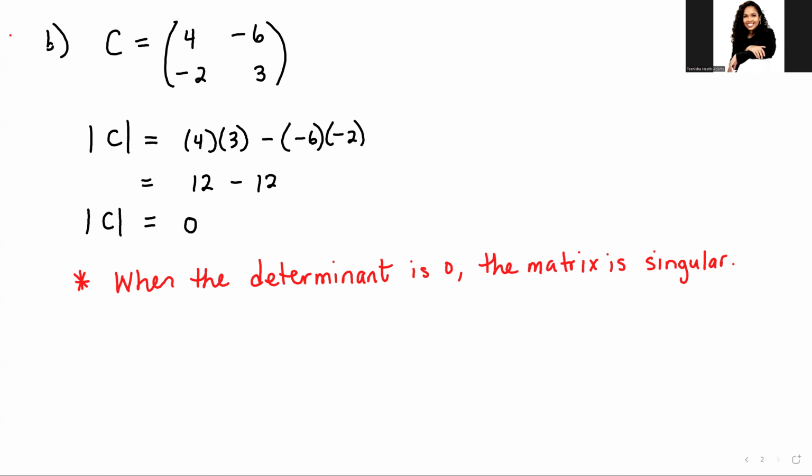So when the determinant is not equal to 0, it could be any number, any negative number, any fraction, any positive number, then the matrix is non-singular. So in the first example, that was a non-singular matrix. And in this example, with matrix C, C is a singular matrix because its determinant is equal to 0.